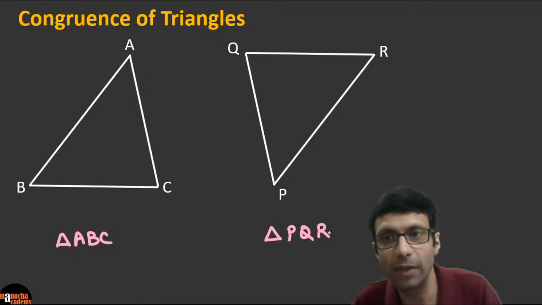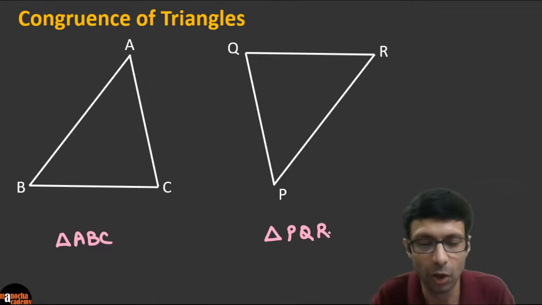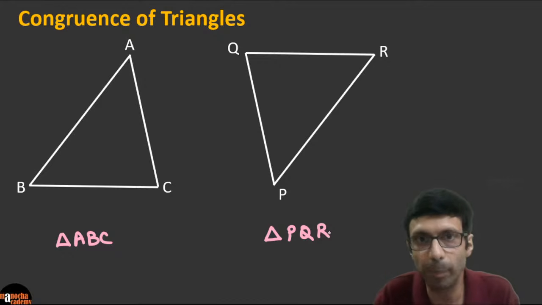So when we say the triangles are congruent, we need to check which parts are congruent, right? So basically, what we need to check is, is A matching with P? Right?